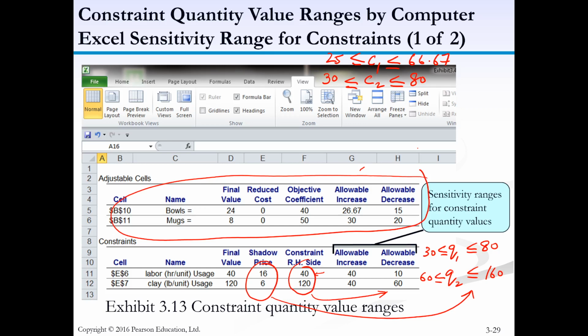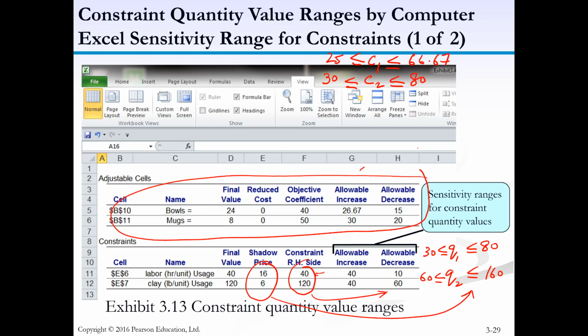And for example, if a laborer comes and says that he's willing to work for $10 per hour, then we can hire him because the worth of this resource is 16. If he says I'm willing to work for $20 per hour, should we hire him? The answer is no, because the worth of this resource is only 16.